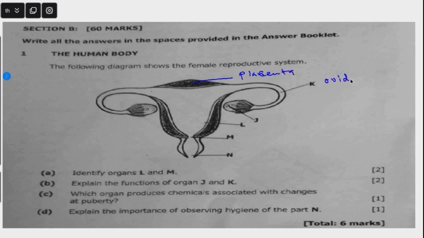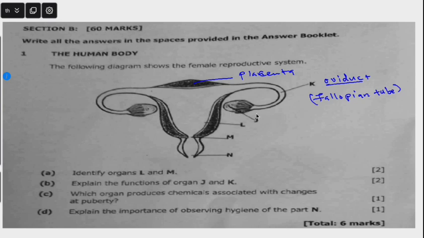We can call it the oviduct or the fallopian tube. So there are two names. If the spelling for fallopian tube is difficult for you, you can just write the oviduct, which is the simple one. They are going to mark you.